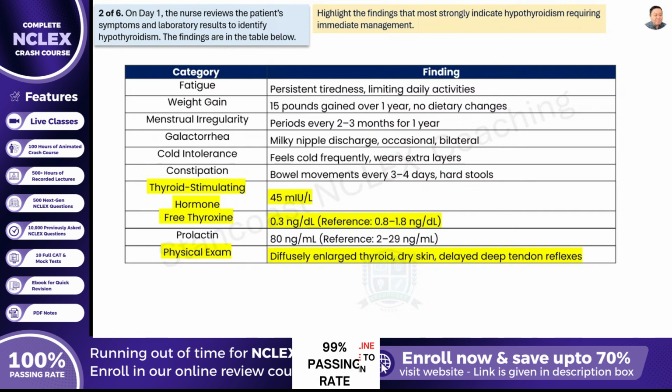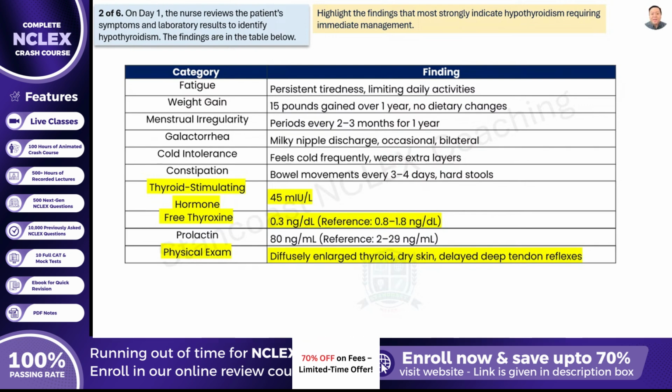Now, if you selected menstrual irregularity, it said here, periods every 2 to 3 months for 1 year. Now, this is linked to hypothyroidism as well, and also common in PCOS and other endocrine disorders. This one adds to the hypothyroidism, but it's not strong enough on its own to point directly to hypothyroidism.